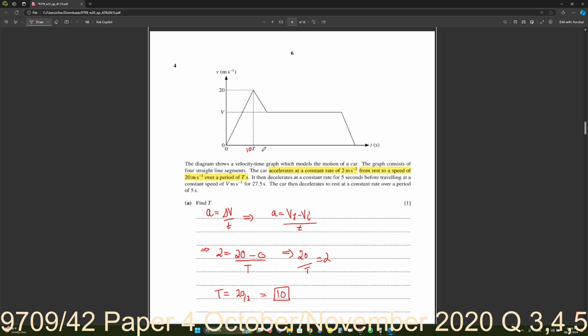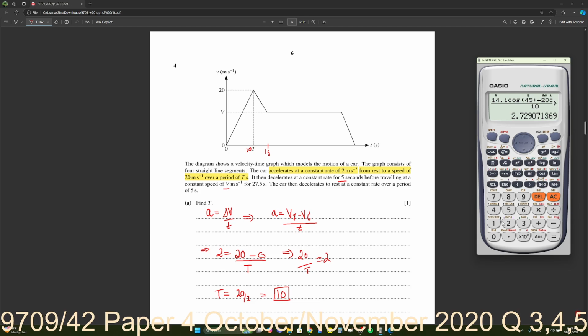We have 10, okay, and we're gonna continue to look at the times because you're gonna need the times to find the areas. So it goes up to 10, and then we said it decelerates for 5 seconds before traveling at a constant speed of v. So decelerates to v for how many seconds? 5. So if it was 10 here, over here it would be 5 more seconds, 15. It then moves at a constant speed v for 27.5 seconds. So 15 plus 27.5 should be 42.5.